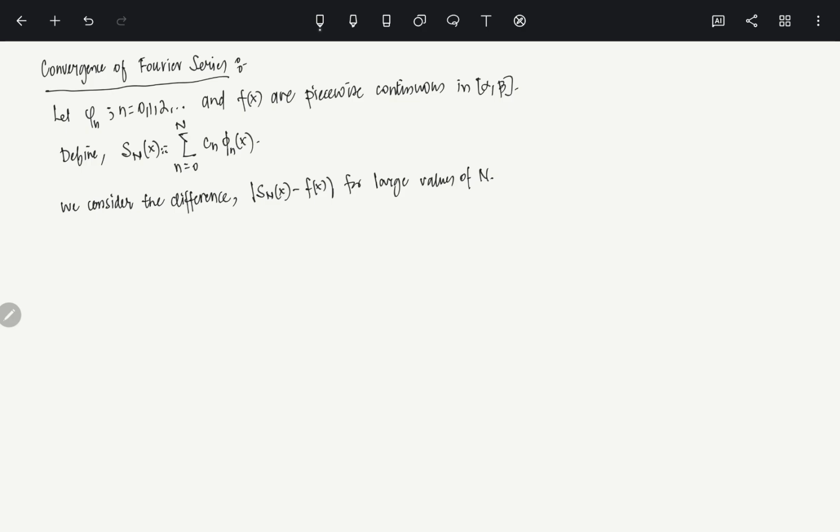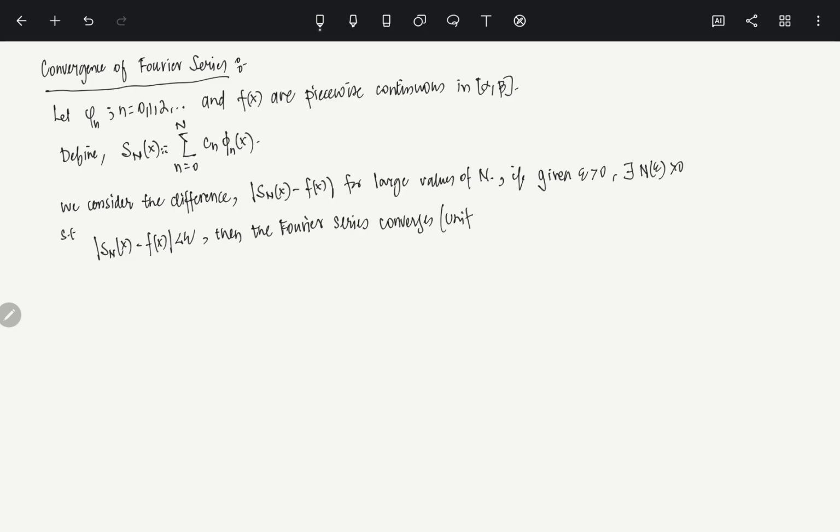Now if, given epsilon greater than 0, there exists a positive integer N of epsilon such that mod SN of x minus f of x can be made less than epsilon, then the Fourier series converges uniformly to f of x for all x in alpha beta. So the idea is this.